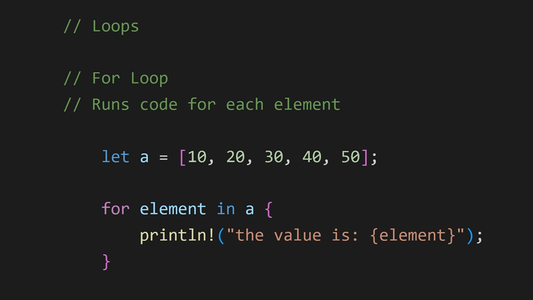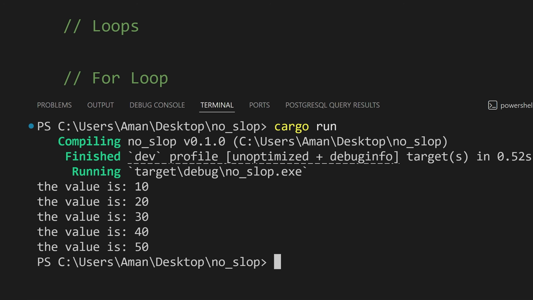Here I am using element as the temporary variable and printing each value. This approach is simpler, safer, and usually the preferred way to iterate through arrays and other collections in Rust.